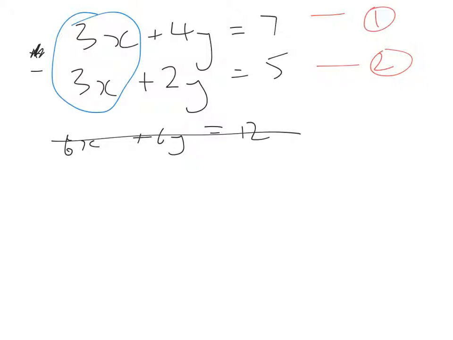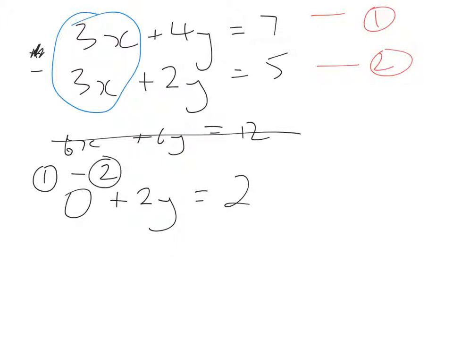So let's try minus. What's 3x take away 3x? Well, that's 0. That's a good start. 4y take away 2y is 2y, and 7 take away 5 is 2. Well, that's good. I've eliminated them. So what we did there, we did equation 1 take away equation 2. And I can solve this. The 0, I can ignore, divide by 2, and I get y equals 1.